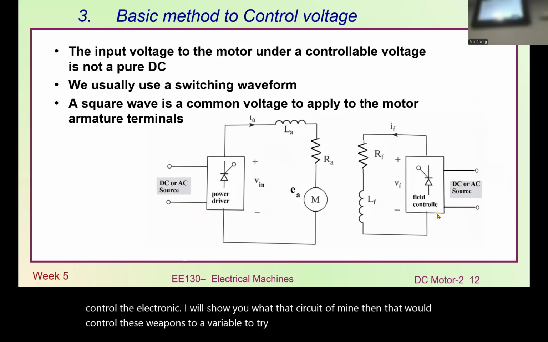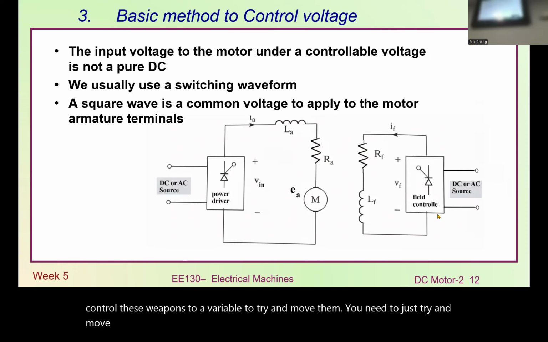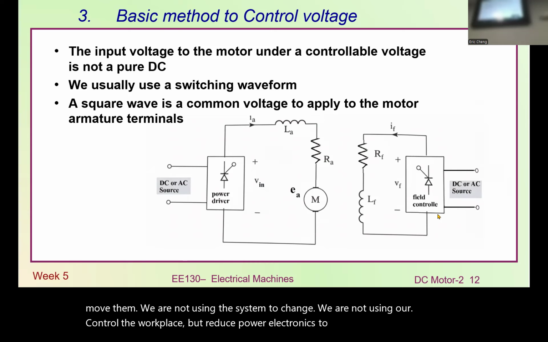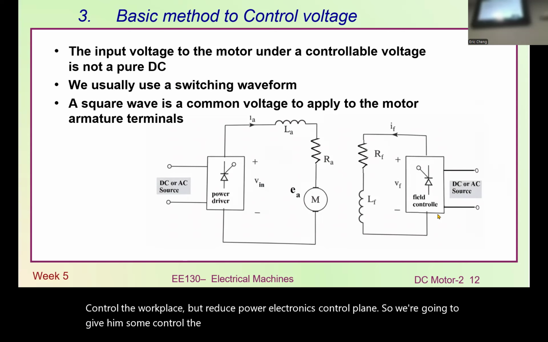You need to use variable voltage to drive the motor. You're not using a resistor to change it, and not to control the voltage that way, but we use power electronics to control that. So we implement an electronic power control system to vary the voltage applied to the motor.